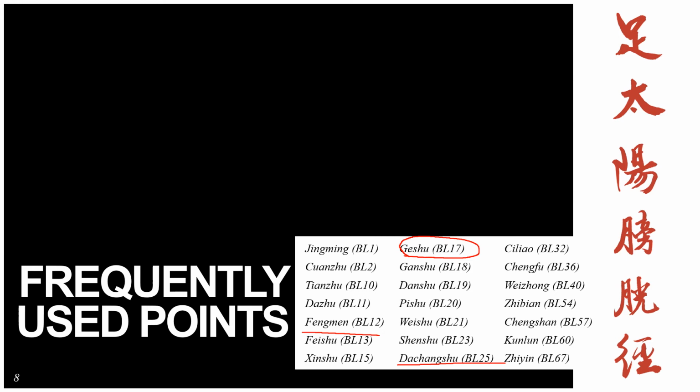But some of the other points that are important, which aren't back shu points, are points such as Jingming, bladder 1, Chuanzhu, bladder 2. Both of these are located on the eye region. Then Tianzhu, bladder 10, Daju, and Fengmen. These three are located on the back of the neck and upper back regions. And then if we go all the way to the other side, we can see Chengfu, bladder 36, Weizhong, bladder 40, Jibian, bladder 54, Chengshan. These four here are located on the posterior gluteal region, the posterior thigh, and calf. And then the final two, Kunlun and Jijin, are both located on the foot.